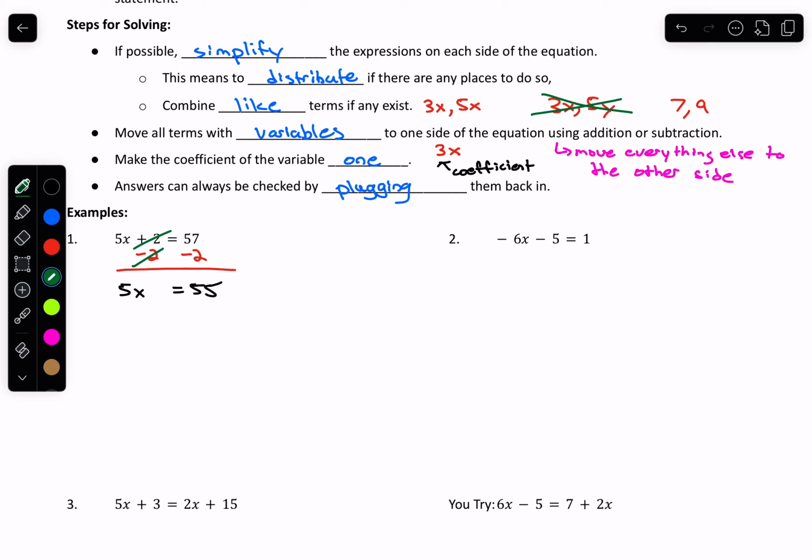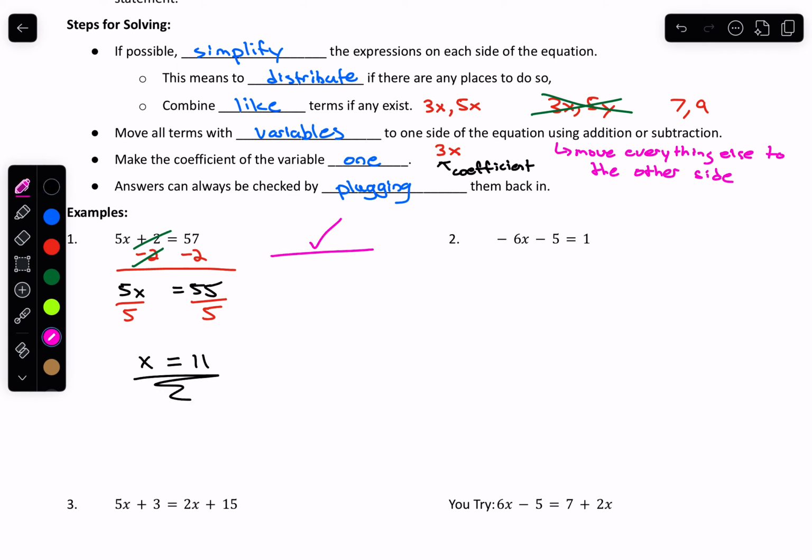And now that we've got all the x's on the left and all the numbers, everything else, on the right, the next step is to make the coefficient of the variable 1. So to make the coefficient of the variable 1, we divide both sides by whatever is in front of that variable. Whatever that coefficient is, in this case 5, we divide both sides by 5, and that gives us that x is equal to 11. So then we can go ahead and check our work.